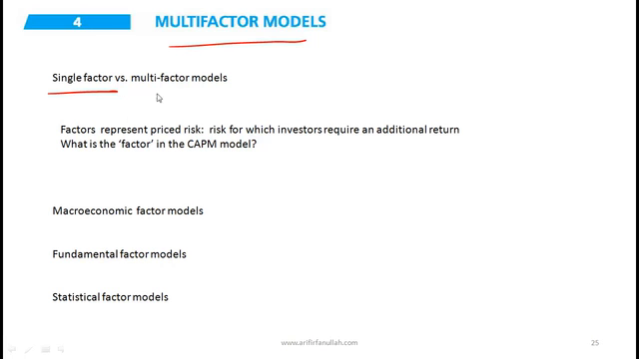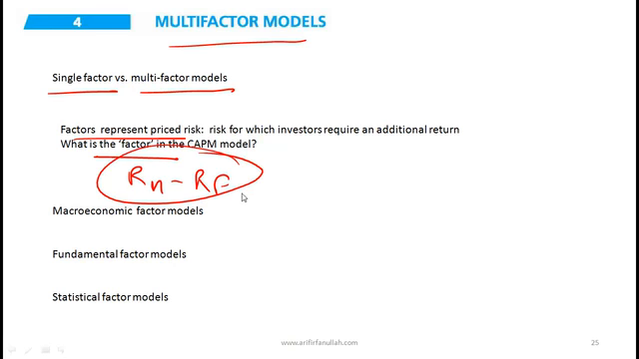In multi-factor models, you say that there are other factors in addition to the market risk premium that define the expected return on an asset. So that should sound familiar. Factors represent priced risk for which investors require additional return. So what's the factor in CAPM? We just said that's the return on market minus the risk-free rate, the market risk premium.